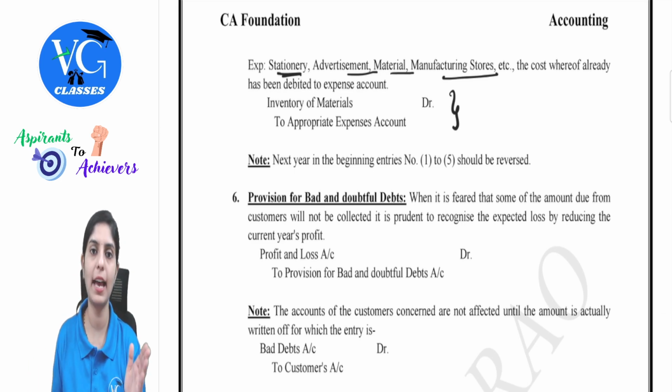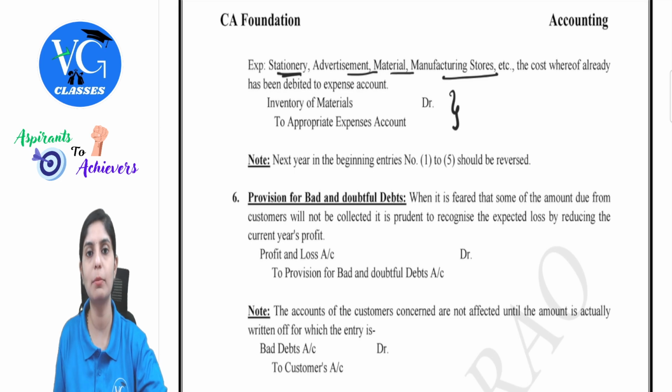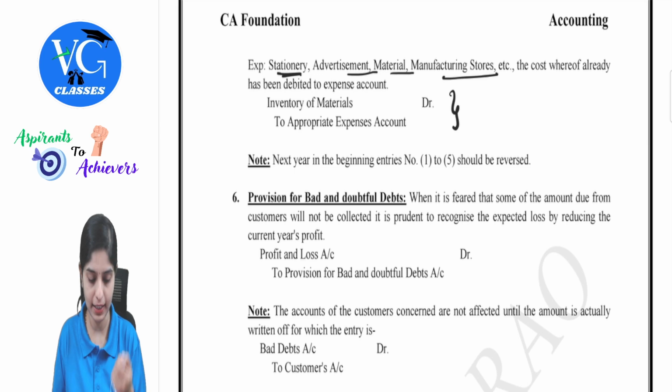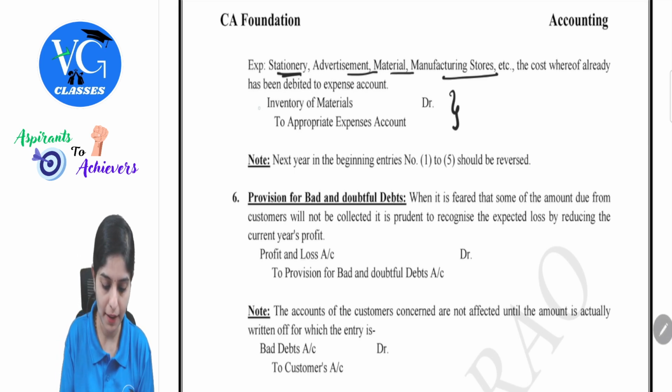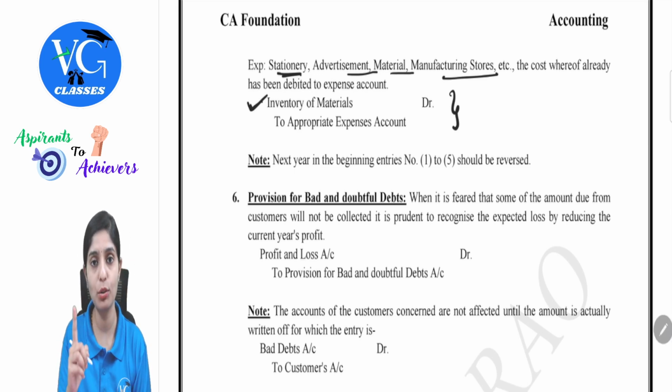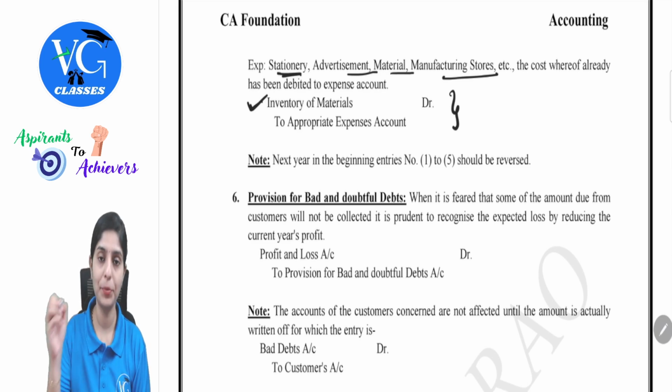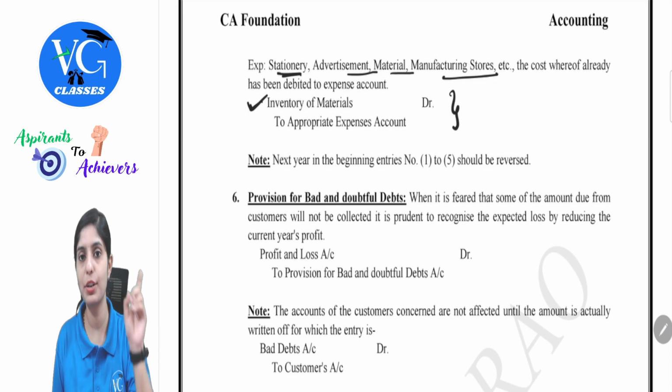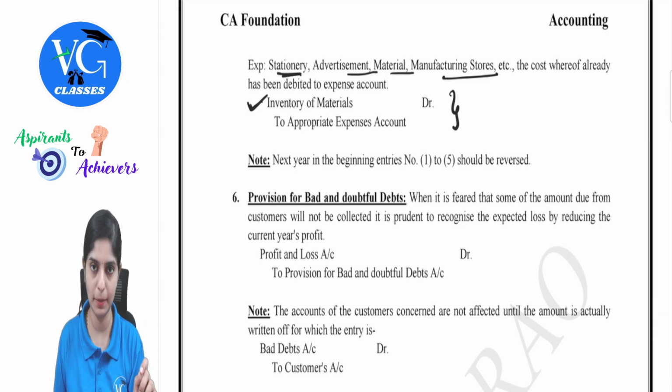For example, if I have any stationery bought, normally I would have booked it as a normal yearly expenditure. But in the stationery which was bought for the current year, I am left with some stock. So that becomes my inventory at the year end. So at that particular point of time, I will create this as an asset, same like closing stock, inventory of materials, debit to appropriate expense, because I would have debited it as normal expenses.